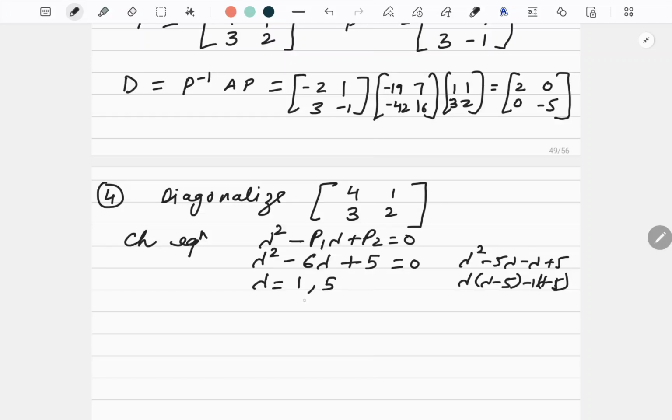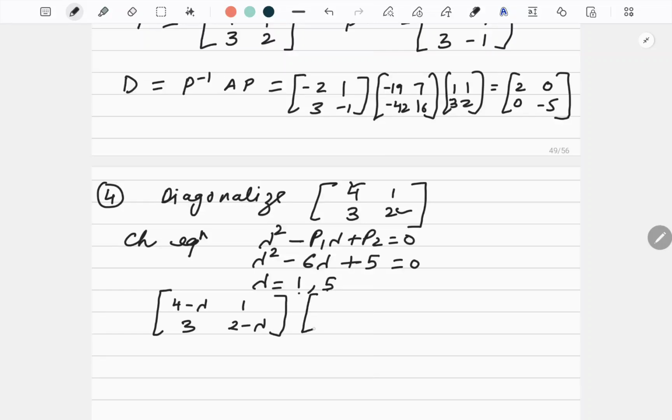Now if I want to check whether these two are correct or not, what I should do? Add them. 5 plus 1 is 6. Now check: 4 plus 2 is 6, means I am correct. So this is how, after getting the eigenvalues, you should check whether your values are correct or not. Otherwise everything will go wrong. Now I will go for the vectors. For vectors, first I write down the equation: 4 minus lambda, 1, 3, 2 minus lambda, times x y, is equal to 0 0.